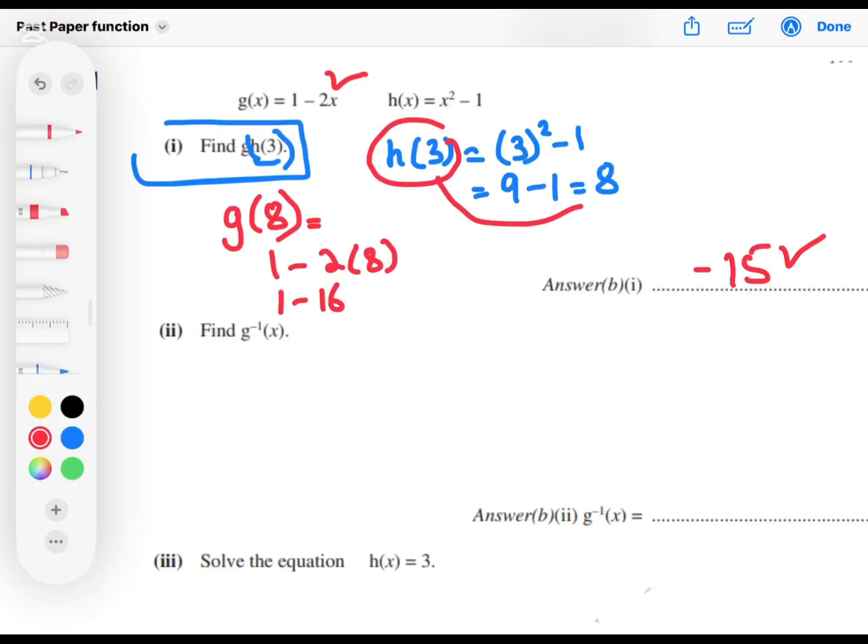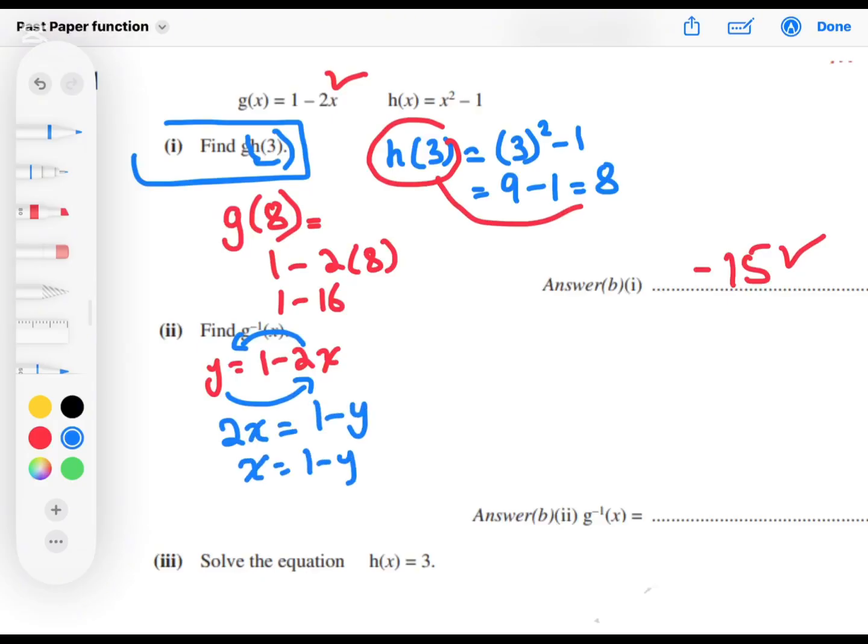In the second part, we have to find the inverse of g. So first we have to let y equal 1 minus 2x. Then we have to make x the subject. So minus 2x will move to this side and y will move to this side. 2x is equal to 1 minus y, and 2 will go to the other side and divide. So x is (1 minus y) divided by 2. This will be our final answer.